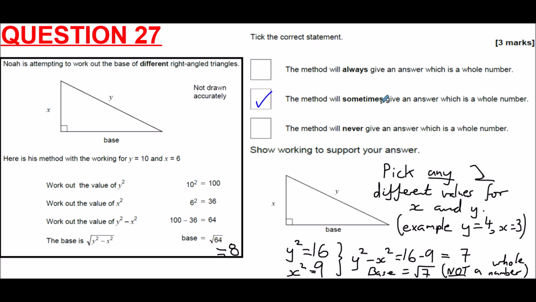And the final question, question 28. We've got a coordinate grid and we're told it's the diagonal of a kite which has been given. So A to C is the diagonal of a kite. A is (0, 15), C is (4, 31). The diagonals of the kite intersect at M. Now it says that M is the midpoint of AC.